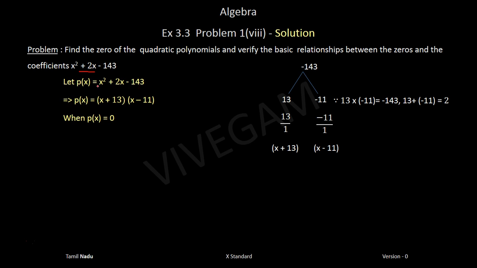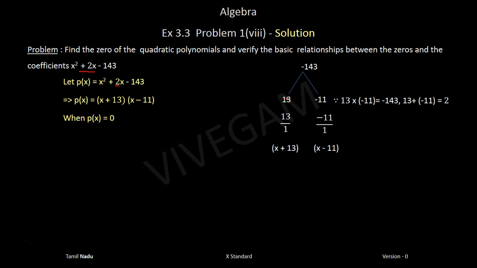We need to factorize. The coefficient of x square is 1, and 1 into the constant minus 143 needs to be factorized in such a way that when you add or subtract the factors, you get the coefficient of x, which is 2. So 143 can be split as 13 and minus 11. 13 into 11 is 143, and 13 minus 11 is 2, so it fits the bill. So the factors are 13 and minus 11. 13 into minus 11 is minus 143 and 13 minus 11 is 2.